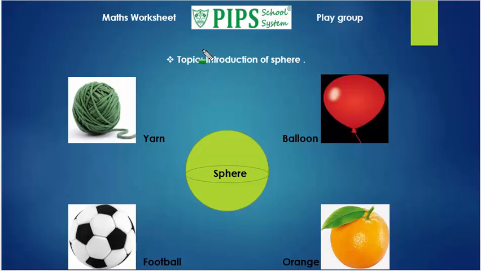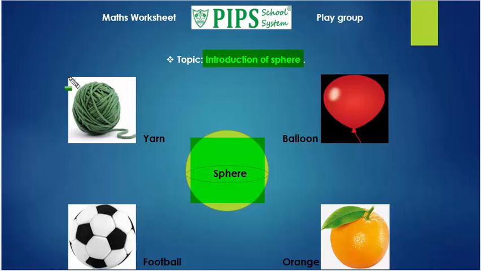Today our topic is introduction of sphere. Students, in this lecture we will learn about sphere shape. There are 4 different shapes of sphere. Let me explain what is a sphere. A sphere is a round geometrical object in 3-dimensional space that resembles the shape of a round ball.